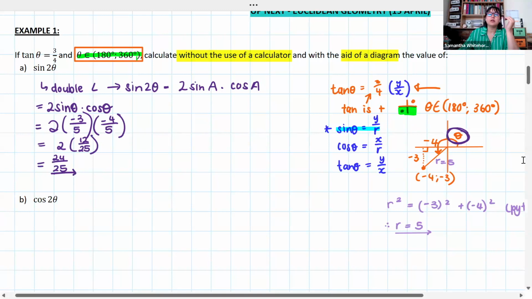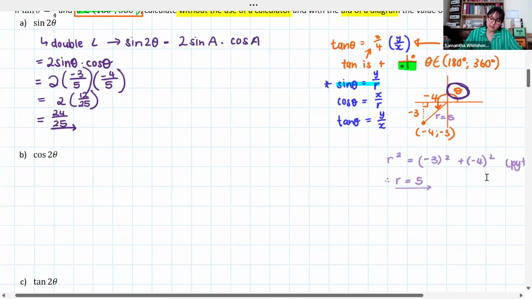Right, so not tricky. Like I said, there's a fair amount of work we have to do before we can start writing down our answer. But once we have that, we're applying the same stuff we've always been applying, our double or our compound angle formula, obviously depending on the question.